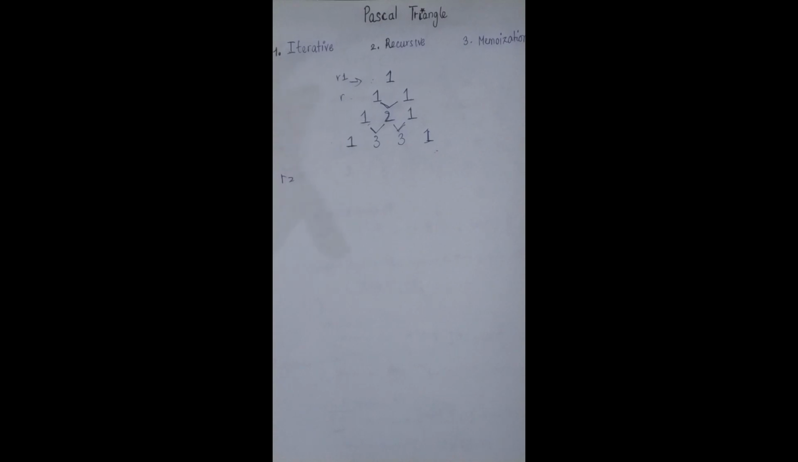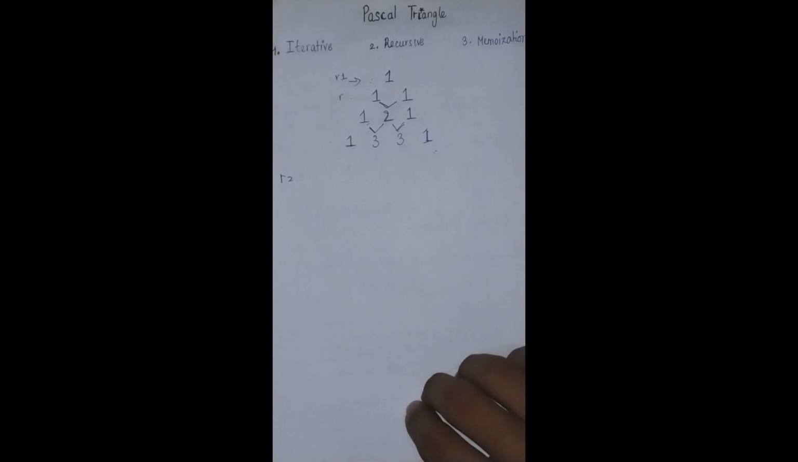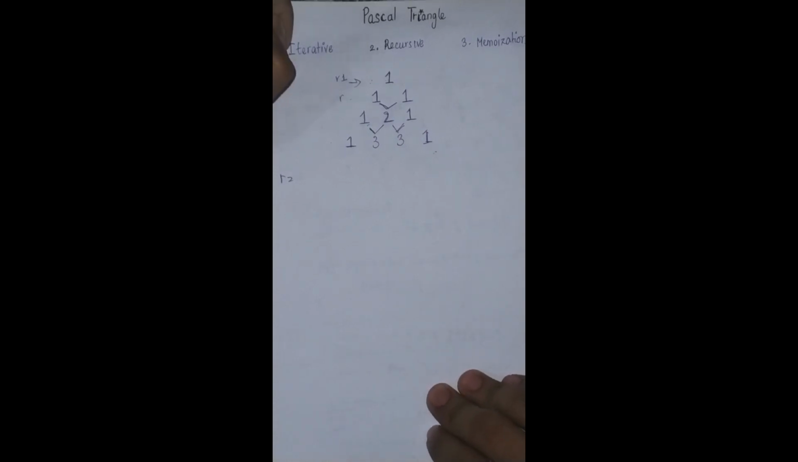So in this video, we will be solving the Pascal triangle with the iterative approach. Iterative approach is nothing but we solve the problem with the help of loops, okay? So to begin with the Pascal triangle, it always starts with 1, okay? And ends with 1, okay?